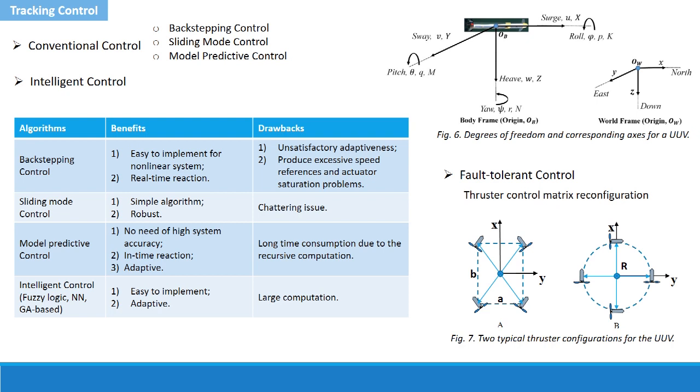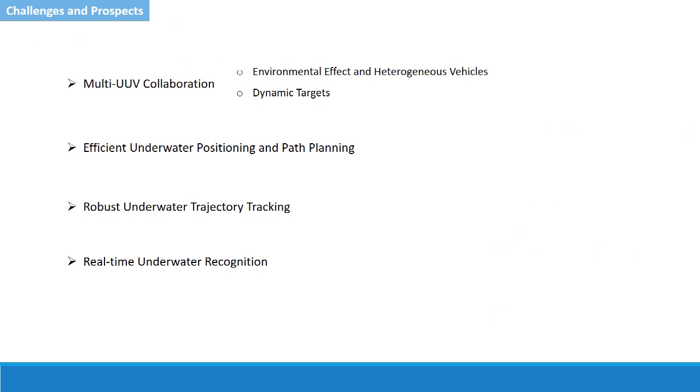Okay. Finally, we talk about the challenges and prospects of UUV motion planning and tracking control. The first one is multi-UUV collaboration. The environmental effects, heterogeneous vehicles, and also dynamic targets can be involved in future study of UUV motion planning.